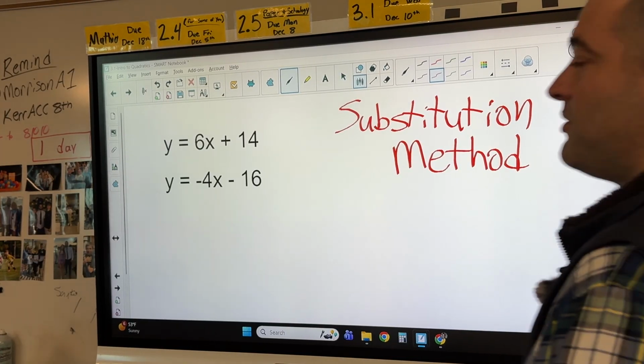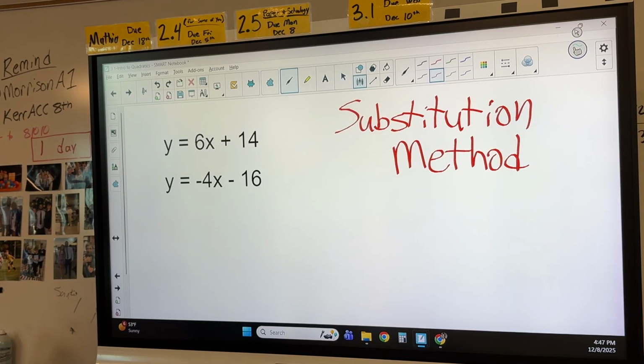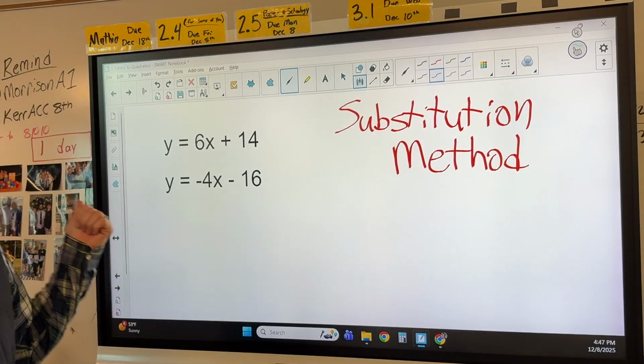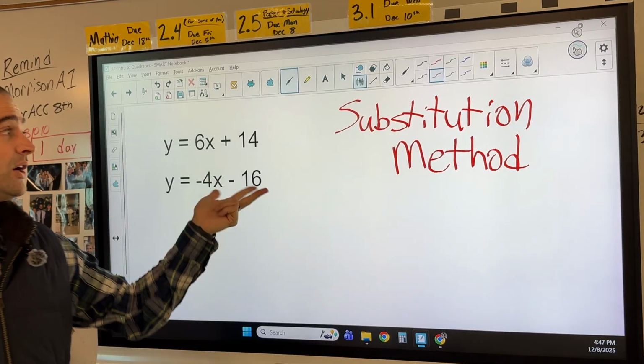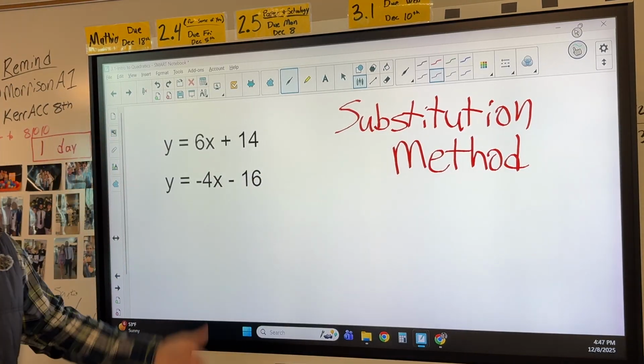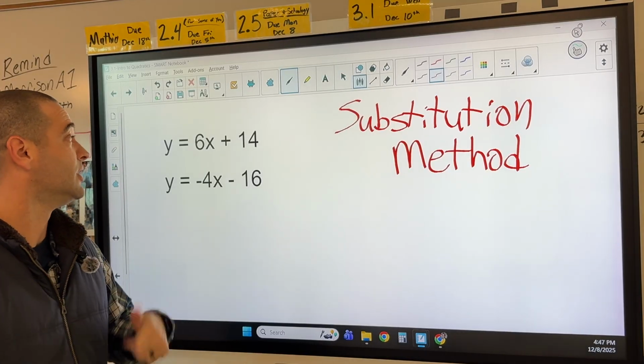All right, we have a system of equations here. We are going to solve this system of equations using the substitution method. So you have probably learned the graphing method by this point. You've learned the elimination method. We're going to look at the substitution method. Sometimes the quickest and easiest, sometimes not at all quick or easy. But in this case, it's pretty good.